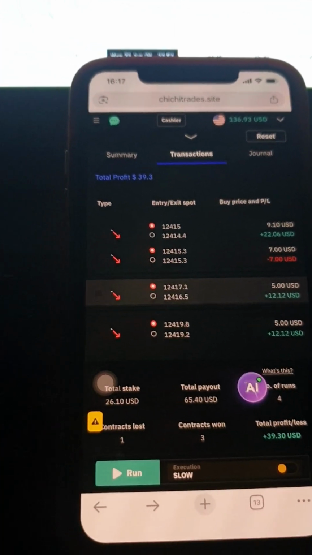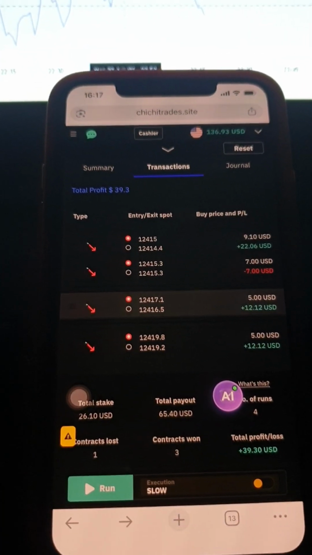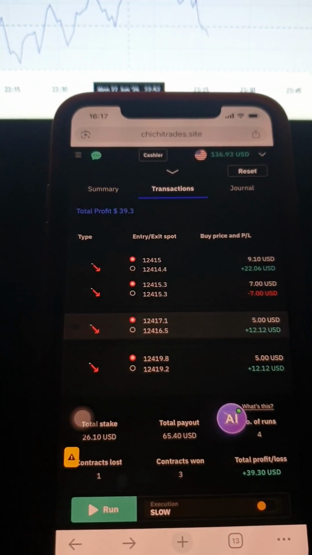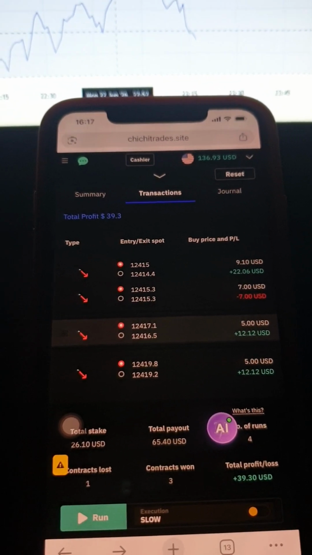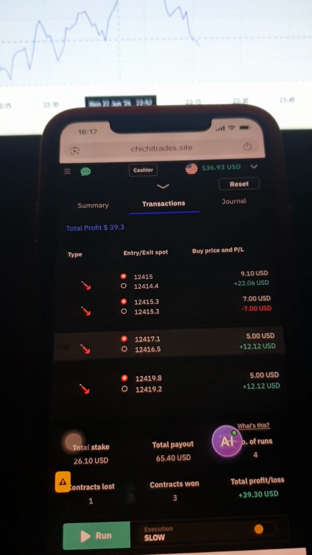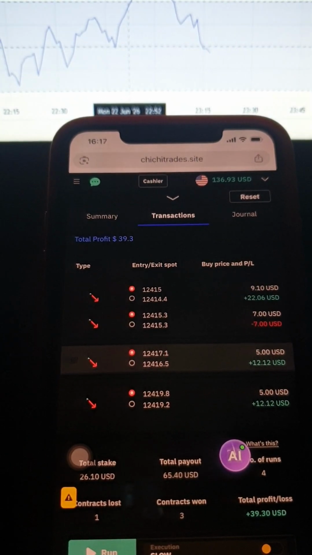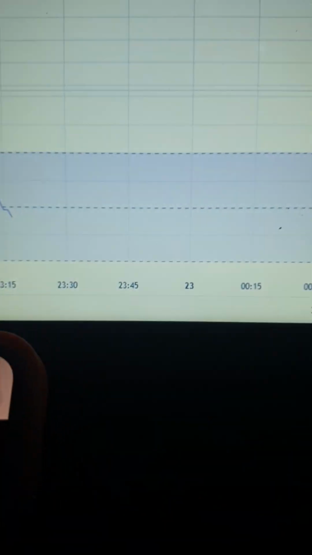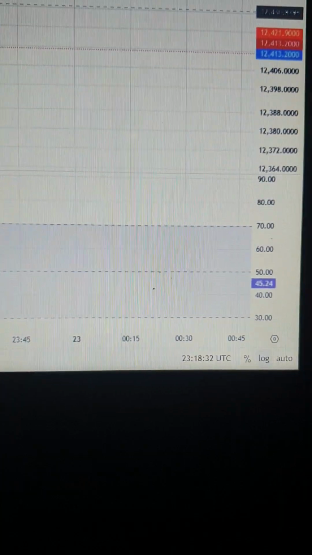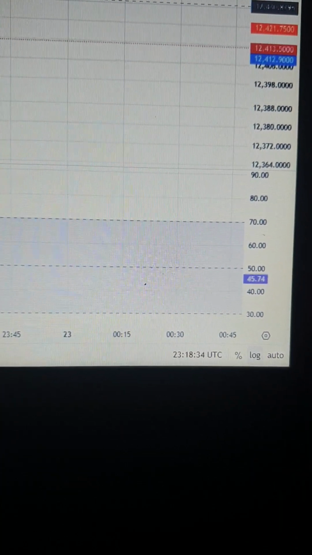Remember, this is a strategy I'm sharing for free, and I'm also sharing a free bot. This bot is very fast whenever it comes to executing the trades for this specific market. So you can see we went on a loss. The first one was a loss. This is simply because you can see our RSI is below 50.